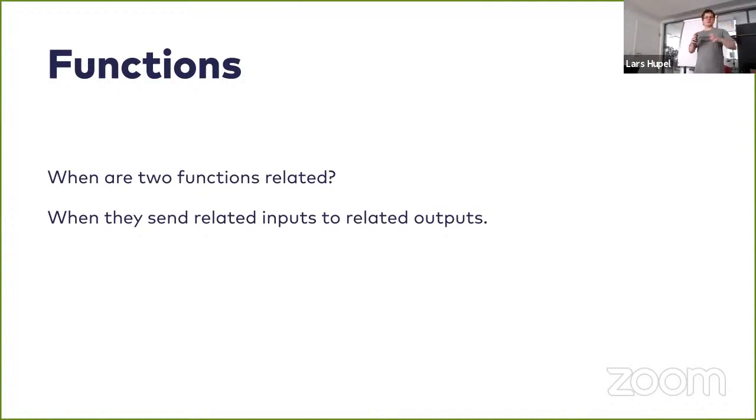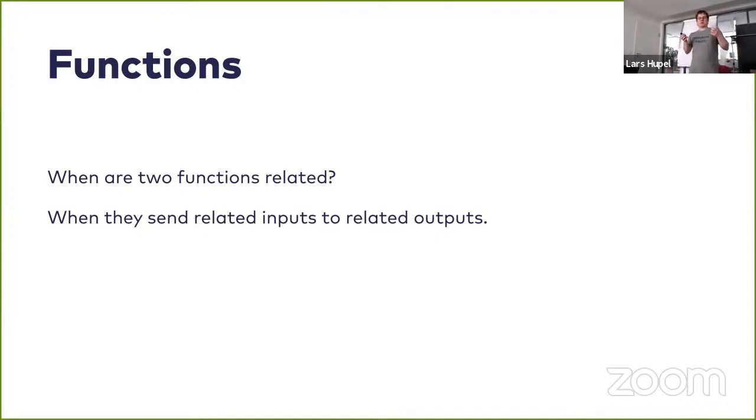And these two functions are related if when I give them two related inputs, then the output should also be related. So basically, we have one function here, we have one function there, and we send two inputs to these functions each, and we look at the outputs that those functions have produced. And then, if the inputs are related, then the outputs must also be related. And if this holds for every possible input that you could think of, then those functions are also related.